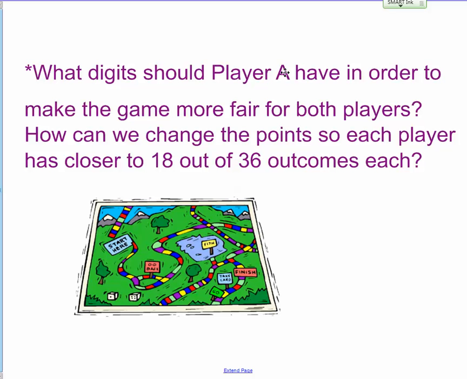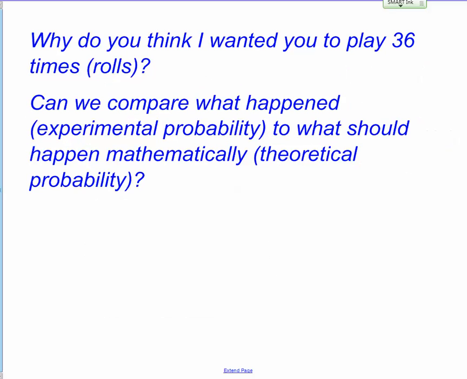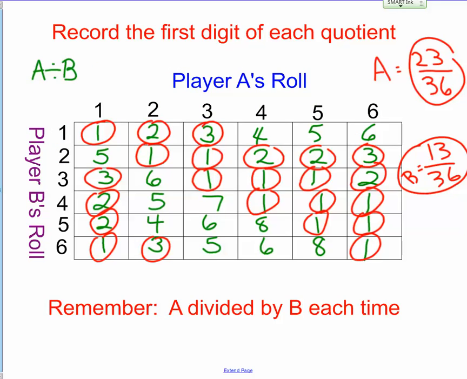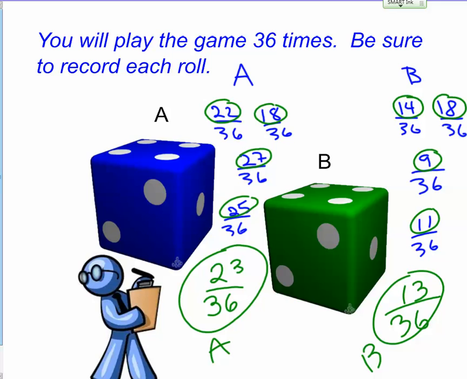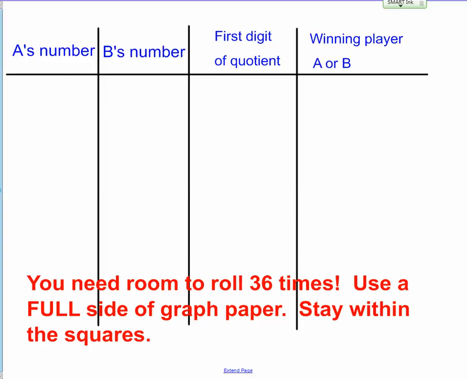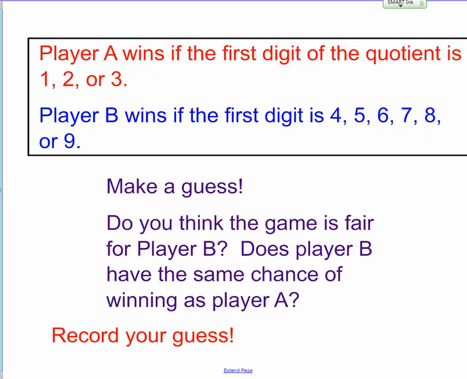Okay, then what digit should player A have in order to make the game more fair for both players? So what you had to do then was figure out how could we change the rules? So player A got the point when it was a 1, a 2, or a 3. Let me go back again. Okay, so player A won the game if the first digit was a 1, 2, or 3, and player B won the game in all of these cases. So at first, all of you thought that it was really unfair, and you thought that player B has so many more ways to win. It's unfair to player A, because player B has twice as many outcomes as player A.